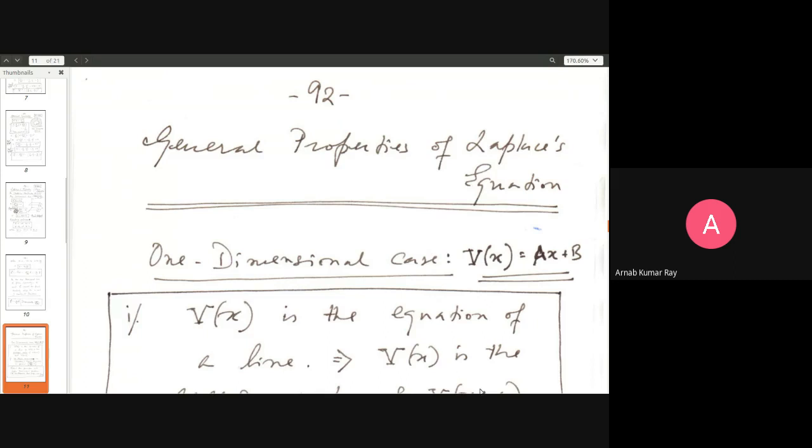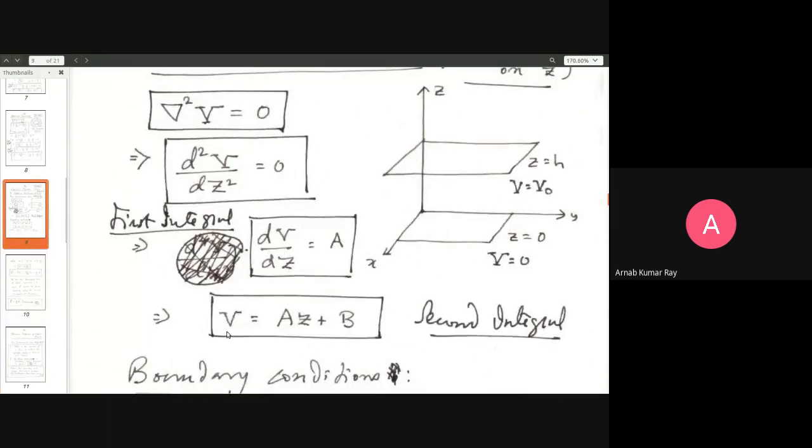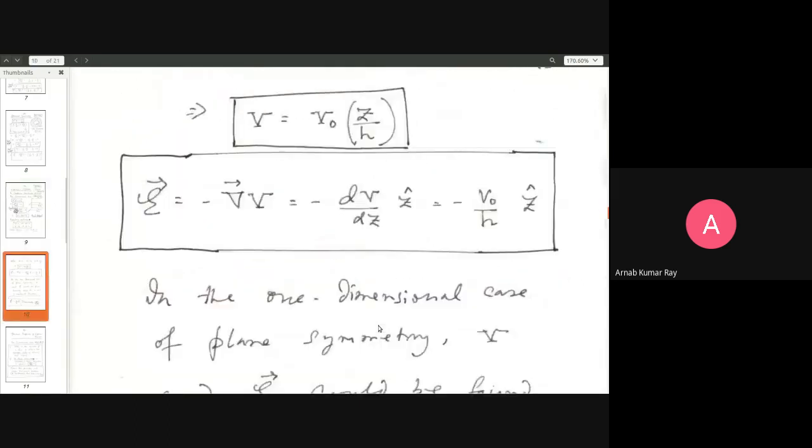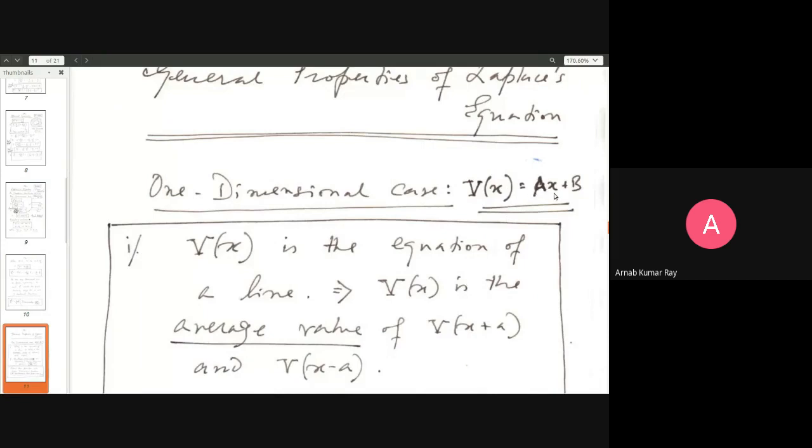So first we shall discuss, with the help of our simple one-dimensional case, V as a function of a variable x, as we have written over here: V(x) is equal to ax plus b, which is the same thing as what we have got here, V is equal to az plus b. Instead of z, we are just writing x. That is all there is to it. So the one-dimensional case, V(x) is equal to ax plus b.